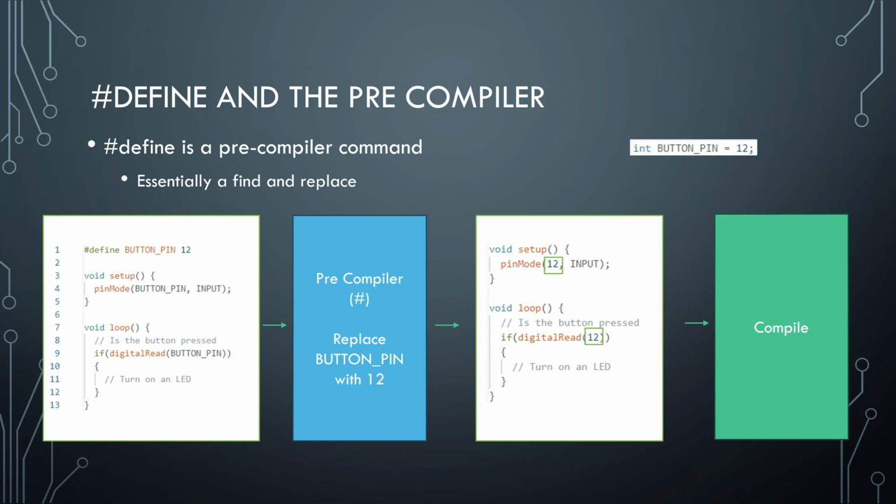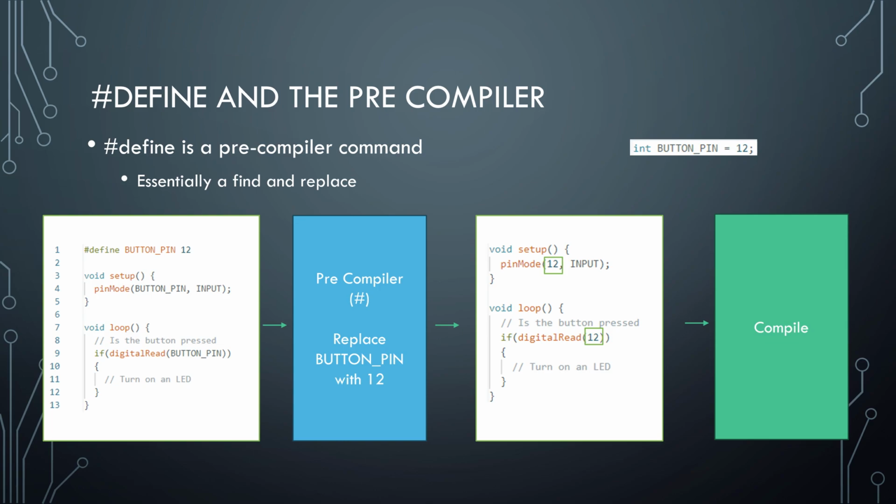Now hash define is a pre-compiler command, so that's going to get removed before the program is compiled. What's going to happen when we hit that verify or compile button is it's going to go into the pre-compiler and basically do a replace, replacing button underscore pin with the number 12. So if you look after the pre-compiler box there, you will see that the new code file that is generated has removed the hash define. It's removed button underscore pin and replaced wherever button underscore pin was with the number 12. It then passes that new document that it's modified into the compiler.